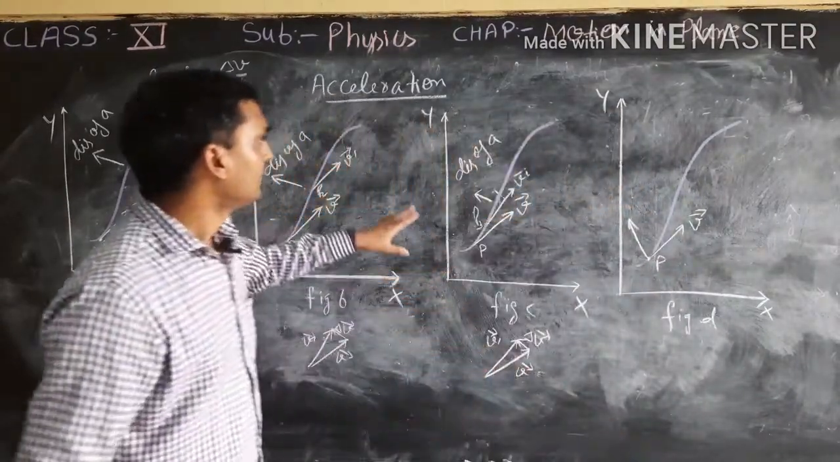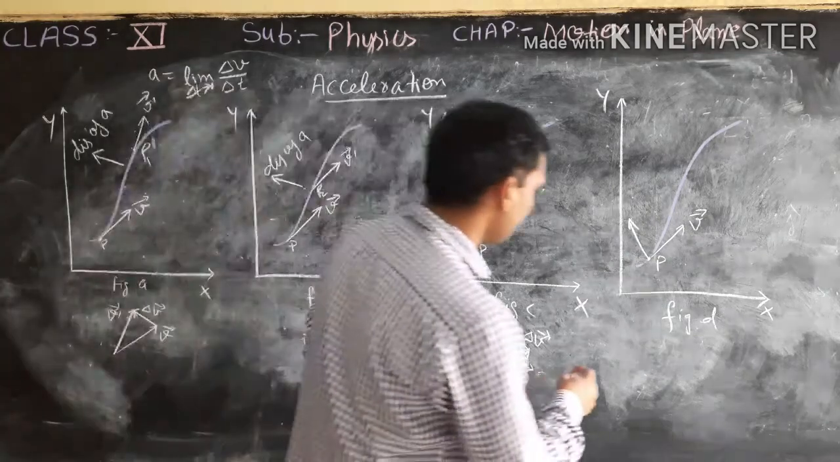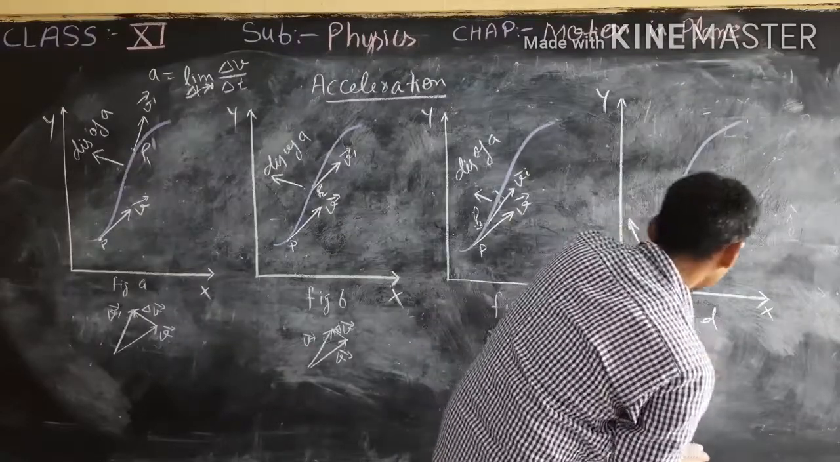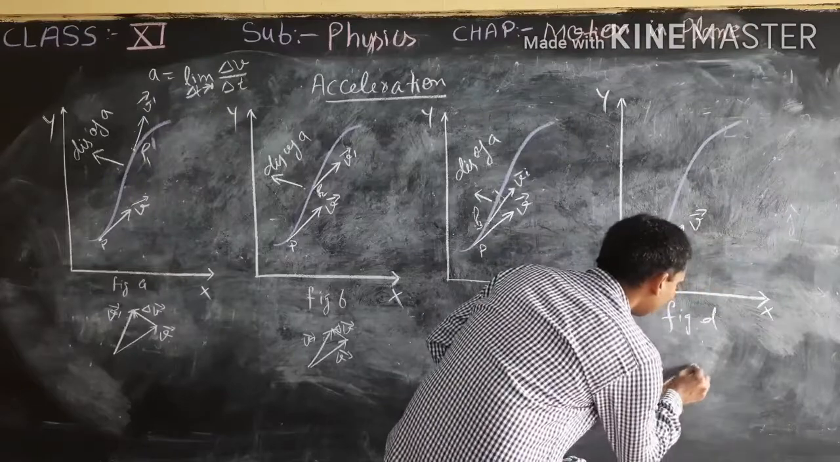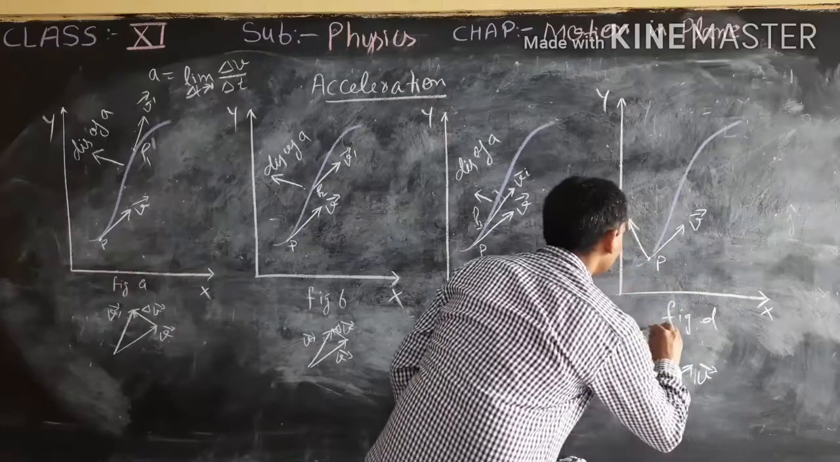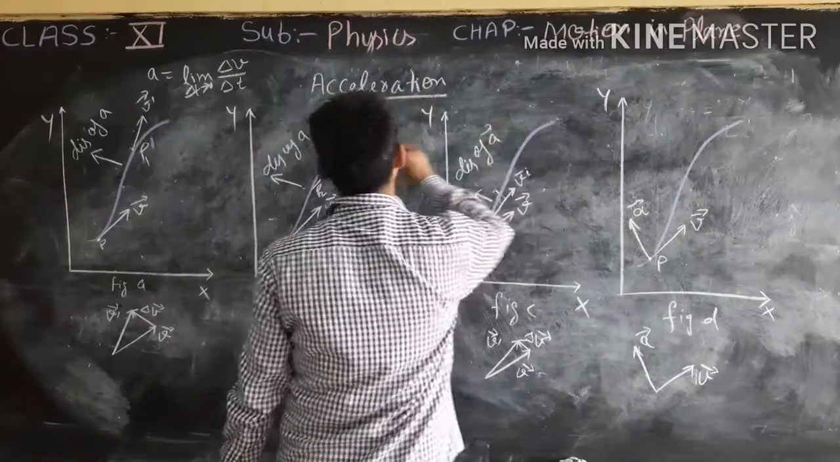Note that in 2 dimension or 3 dimension, the angle between acceleration and velocity may be from 0 to 180 degrees, but in the case of linear motion it is in the same direction, because velocity is this way and acceleration is this way, and this is the direction of acceleration.